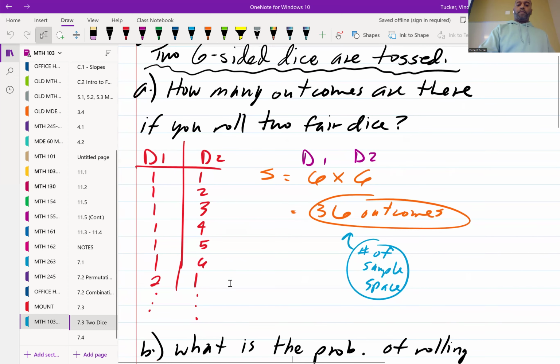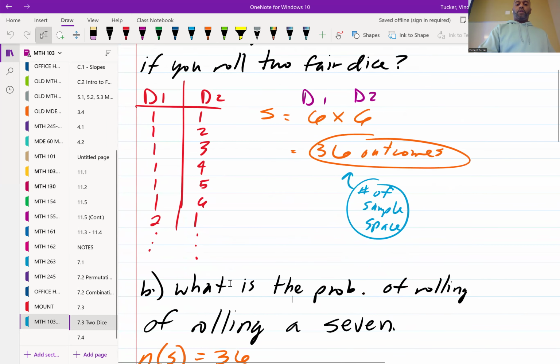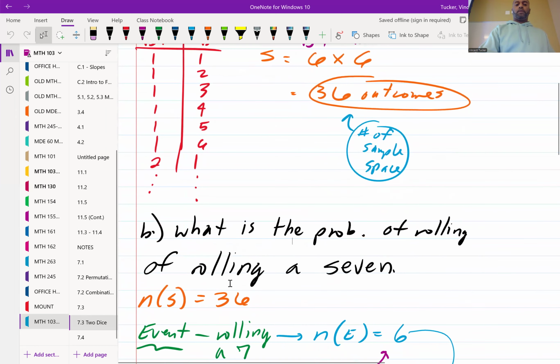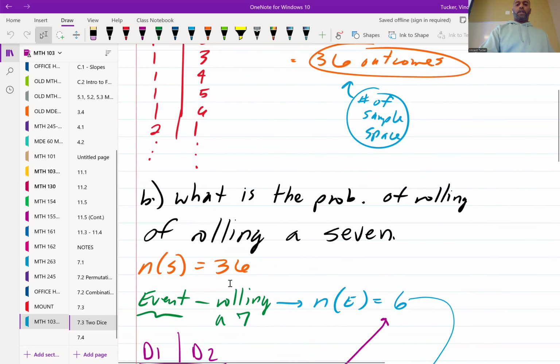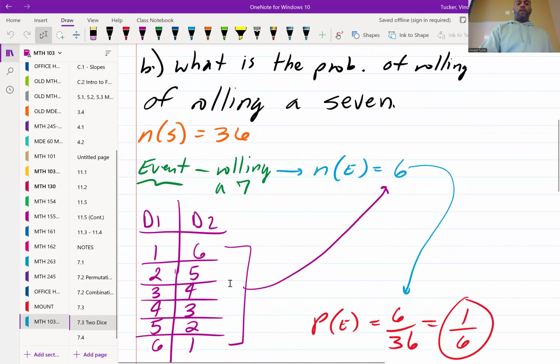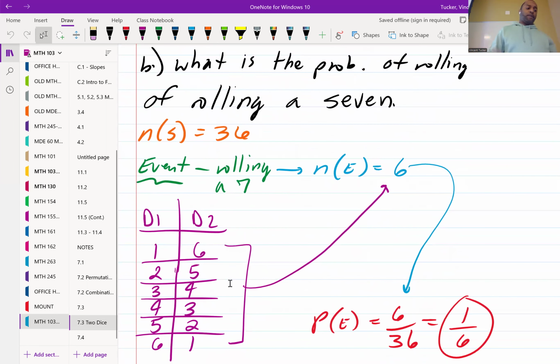All right, scrolling up. So looking at B, what's the probability of rolling a 7? Everybody holding on to that last page? Okay. So first of all, we know our sample space is 36. Well, the number of our sample space is 36. Now we need to explore what does it mean to roll a 7, or look at how many outcomes total do we have when it comes to rolling a 7.